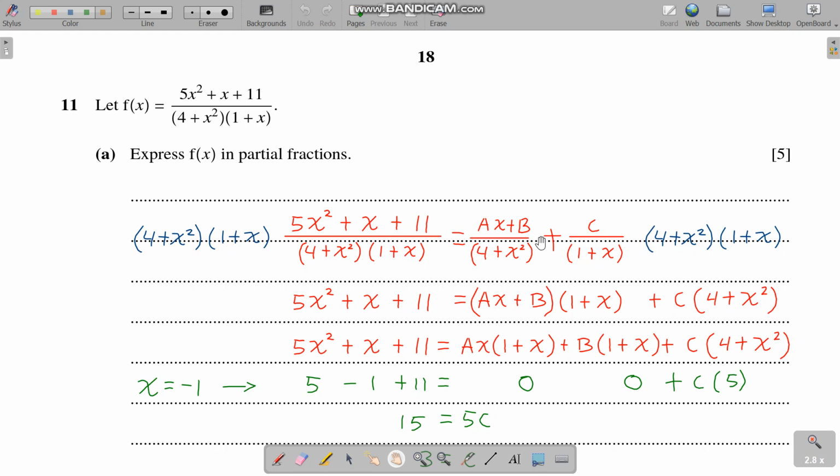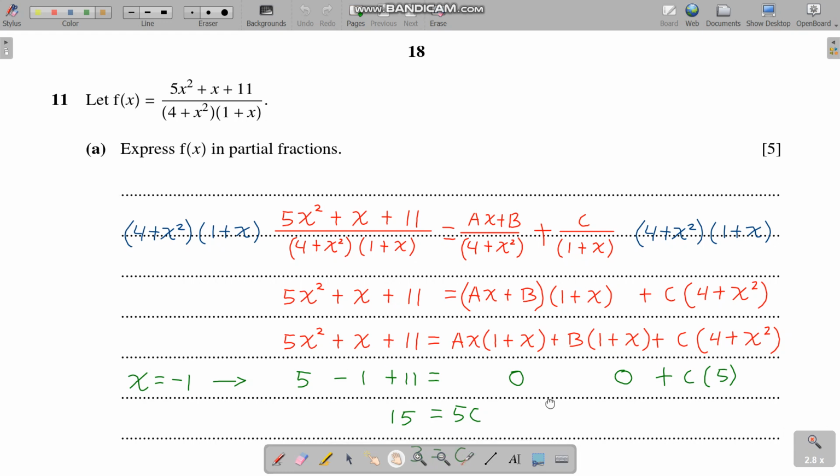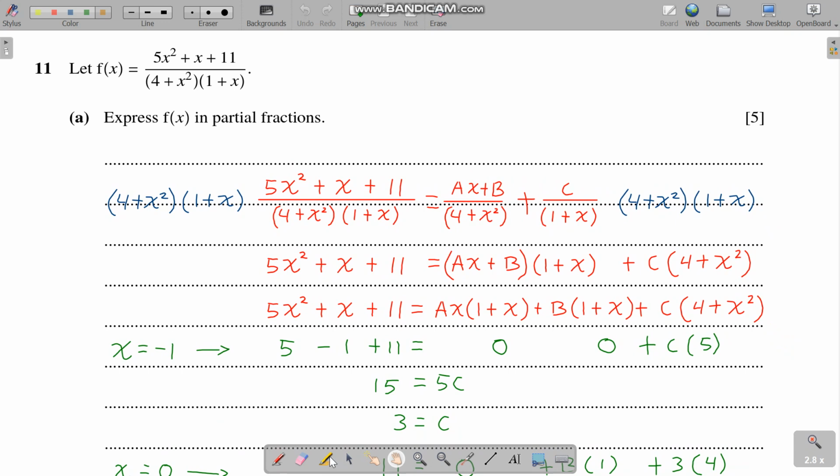Hello everyone, this question is about partial fractions. Let f of x equal the given expression, expressed in partial fractions. The first step is to make sure it's a proper algebraic fraction.